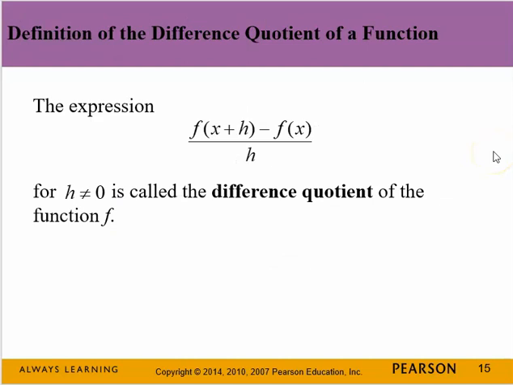Going on to what is referred to as the difference quotient of a function. So we have this expression, and it's this minus this, which gives rise to the difference, and it's divided by h. And h, recall, cannot be equal to 0. Again, part of our vocabulary. Let's look at an example.